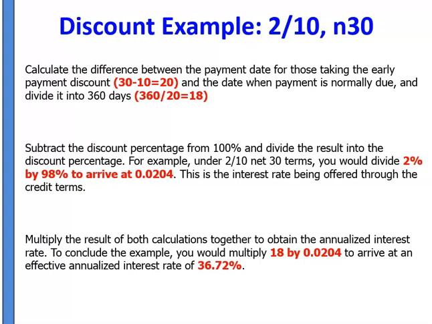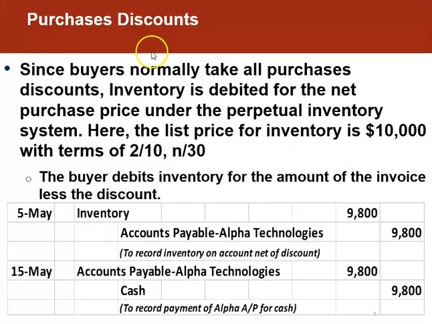Let me say it again. We will always assume that the discount is taken. If you see a question and there's something about a percentage discount, something like this right here, the 2/10 net 30, you are to assume that the discount will be taken, because to do otherwise would be foolish. Okay? All right, so here's a journal entry example.